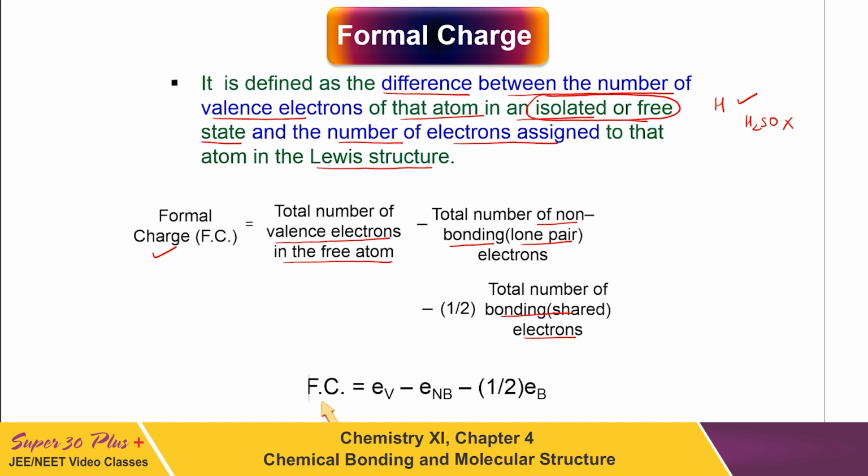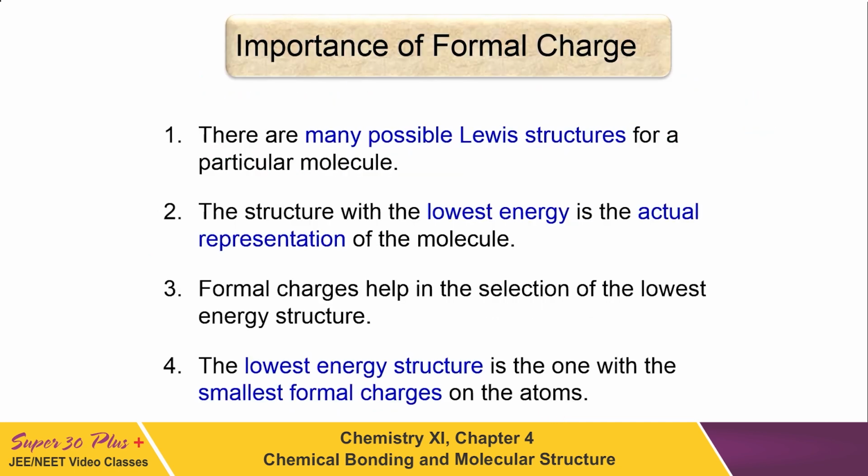So here comes the formula in short. Formal charge is equal to valence electrons minus number of electrons in non-bonding minus half of bonding electrons. This is how we calculate the formal charge.